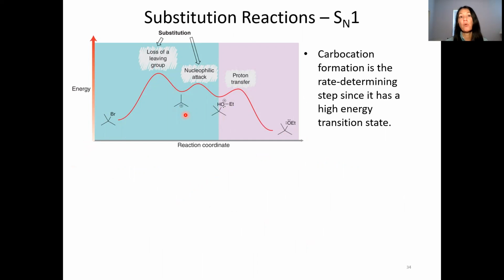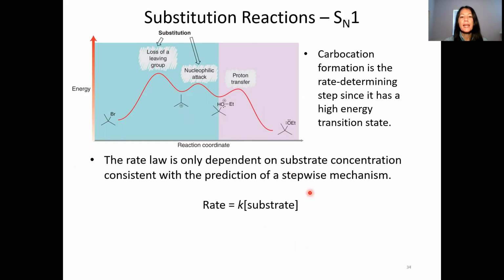You guys have seen this before when we were doing addition reactions of alkenes. So the rate law here is only dependent on the substrate because your rate determining step only involves your substrate. That's why it's SN1, unimolecular.